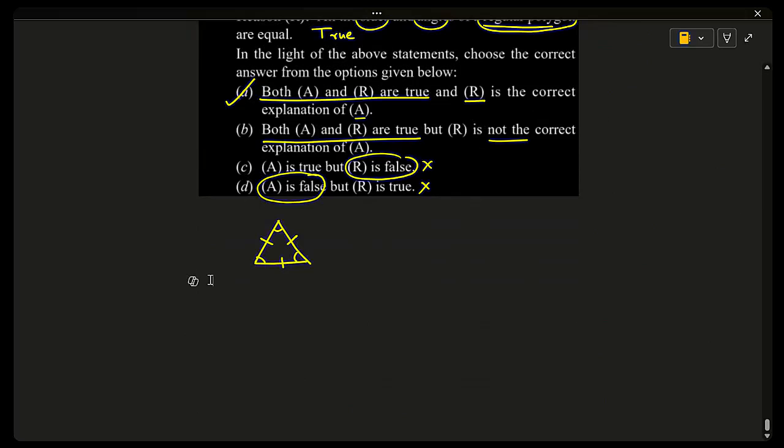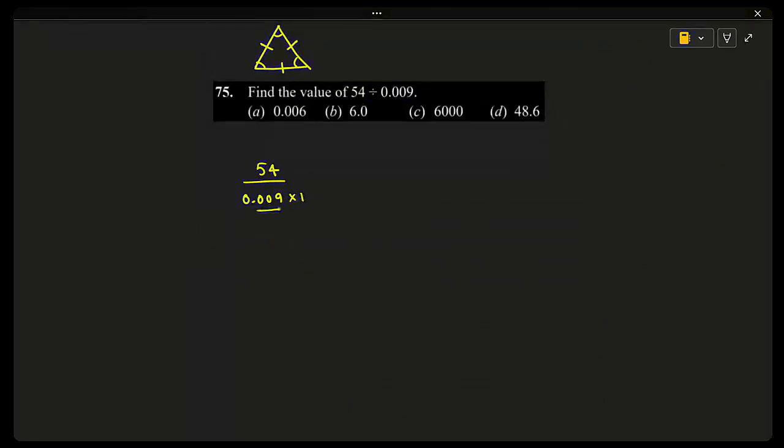In the denominator, to remove the decimal, we have to multiply by 1 followed by 3 zeros, 1000. So the numerator also we multiply by 1000. You'll be getting 54,000 divided by, the decimal point will move right by 3 places because you're multiplying by 1000. It will become 9. So 9 sixes are 54, 0, 0, 0. It's going to be 6000. That is option C.